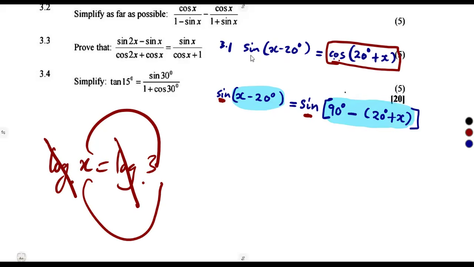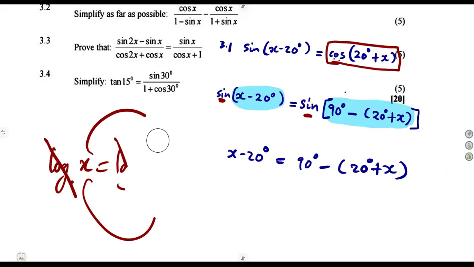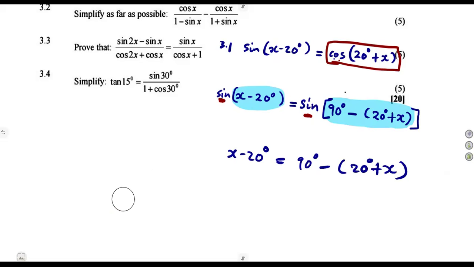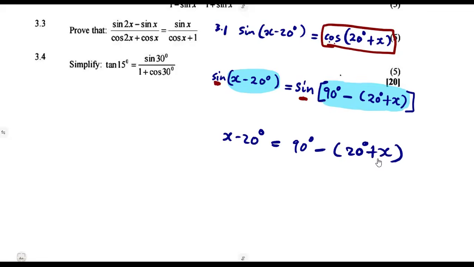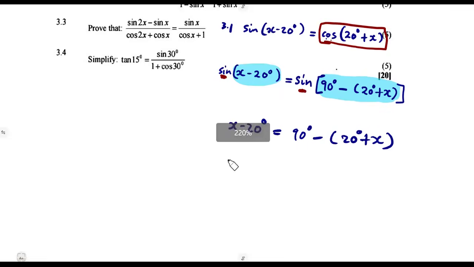So if you wanted to change a sine to look like a cos, you're going to do the same thing. Then you equate. Here I changed a cos to a sine, so I'm going to equate x minus 20 degrees is equal to 90 degrees minus the bracket of 20 degrees plus x. So we are now solving equations. These are just normal linear equations, guys, where we expand brackets, collect like terms, and so on. So x minus 20 is equal to 90, distribute the negative.